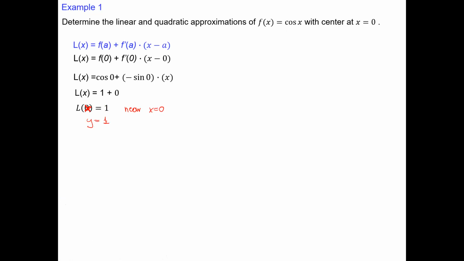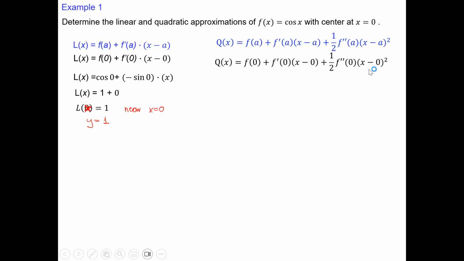Okay, let's look at the quadratic. That's the formula that would be nice to remember. The first two terms are the linearization, and then the following term, the third term, is the quadratic one: 1/2 second derivative at a times x minus a squared.